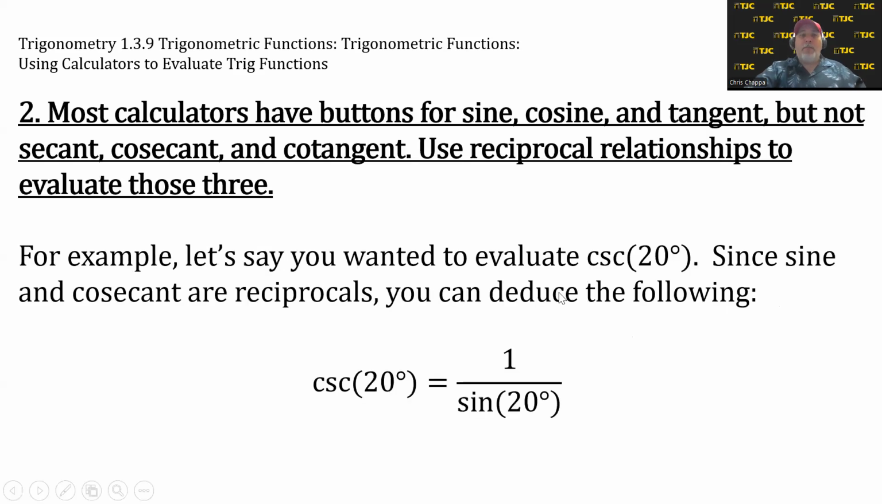Number two, most calculators have buttons for sine, cosine, and tangent, but not secant, cosecant, and cotangent. Use reciprocal relationships to evaluate those three. For example, let's say you wanted to evaluate cosecant of 20 degrees. Since sine and cosecant are reciprocals, you can deduce the following. Cosecant of 20 degrees equals 1 over sine of 20 degrees. The expression on the right being the one that I'm going to put into the calculator.